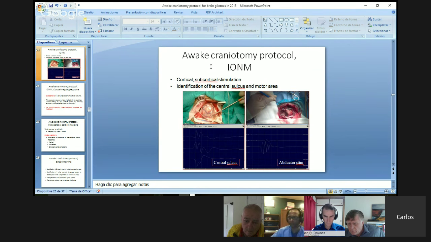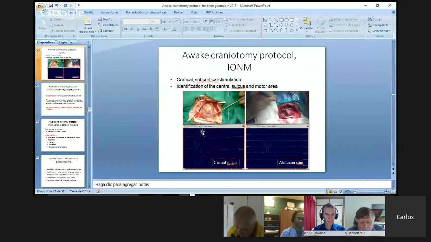So we can use intraoperative neuromonitoring with cortical or subcortical stimulation to identify the central sulcus and motor area in the patients. You can see in this picture how we can put the electrodes for monitoring. We can see how to analyze and determine the central sulcus in these kinds of patients. In the other kind, we see how to do subcortical stimulation in these patients.